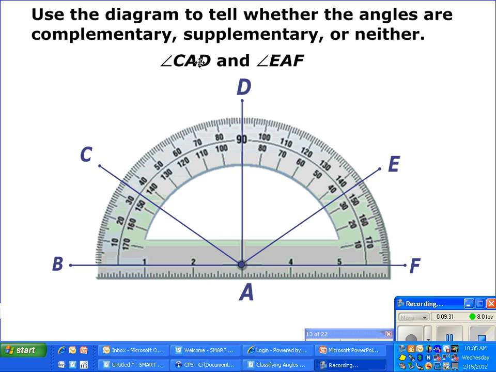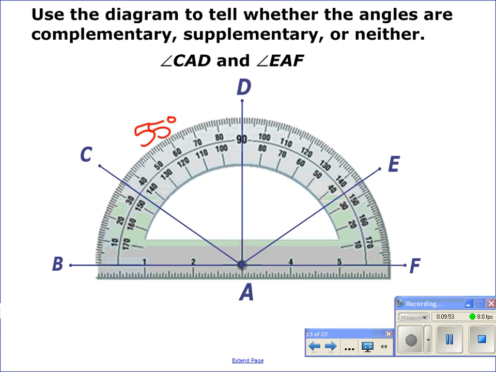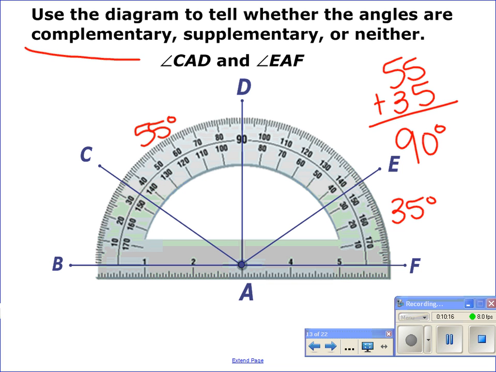Measure of angle CAD and angle EAF. We have to tell whether they're complementary, supplementary, or neither. So measure angle CAD. You should have 5, 10, 15, 20, 25, 30, 35, 40, 45, 50, 55 degrees for the measure of angle CAD. For angle EAF, you have 5, 10, 15, 20, 25, 30, 35 degrees for angle EAF. When you add those together, 55 plus 35, you do get 90 degrees, which is called a complementary angle.